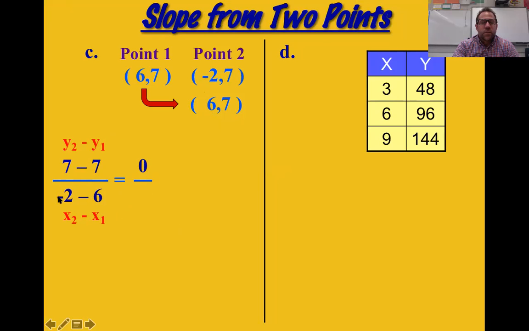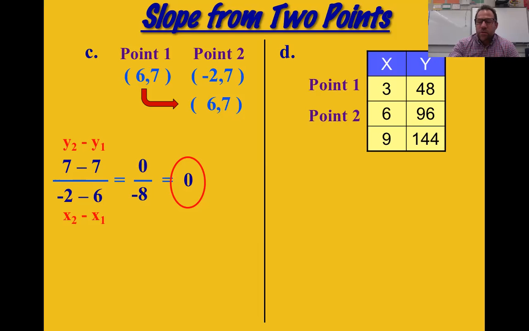And this is, if you play scoreboard, this is 2 to the negative team and 6 to the negative team. So they won by -8. So we have 0 over -8. And anytime 0 is on top of a fraction, we say it's 0. And so remember, what is a 0 slope? That would be a flat line.